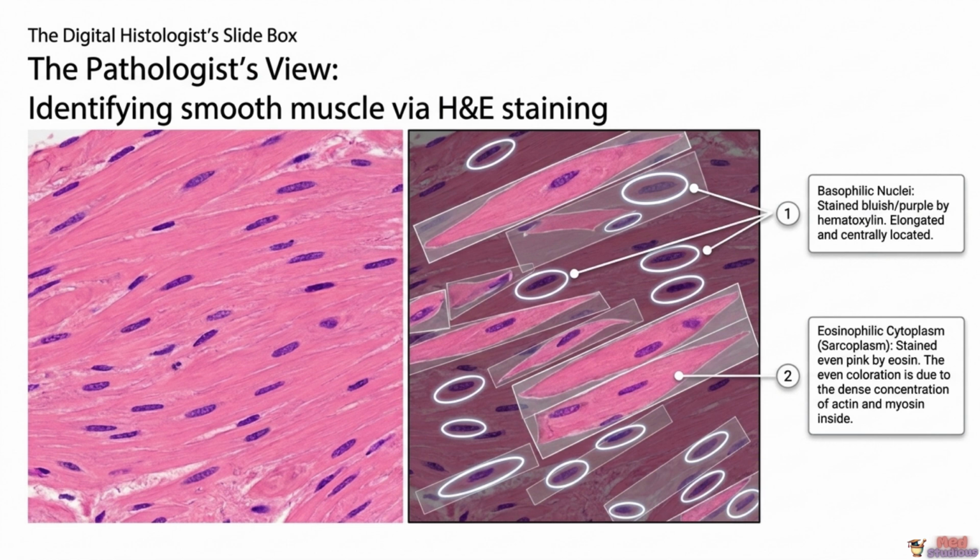Second, we examine the surrounding cytoplasm, also known as the sarcoplasm. The sarcoplasm is eosinophilic, meaning it takes up the eosin dye and stains an even, bright pink. This smooth, uniform pink coloration is specifically due to the incredibly dense concentration of the contractile proteins actin and myosin packed inside the cell. Because there are no rigid sarcomere grids breaking up the protein layout, the stain appears beautifully consistent. For a histologist, spotting this combination of staggered, cigar-shaped purple nuclei floating in an even sea of pink cytoplasm is the classic signature of smooth muscle tissue.